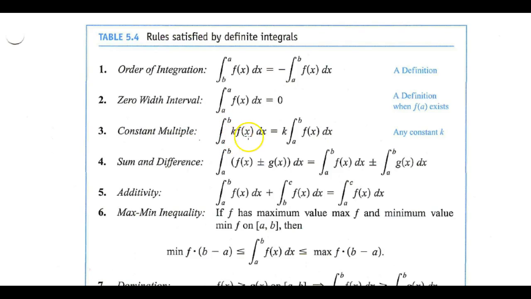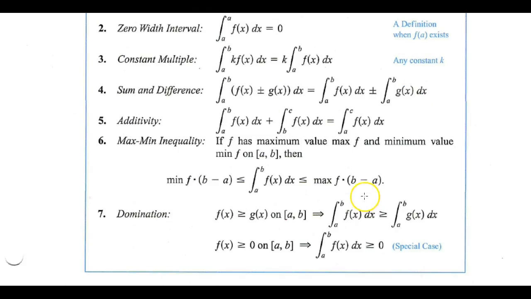If I have a constant in front of the function, it can come out in front. That's pretty simple to understand. And remember, this is really a limit, right? The Riemann sum. So you can always bring constants in front of the limit, the same thing as bringing a constant out in front of the integral sign. If I add or subtract 2 functions, I can break it up into 2 different integrals. If I go from a to c, then I can instead break it up from a to b and then b to c. All right, so that's what this additivity property means.